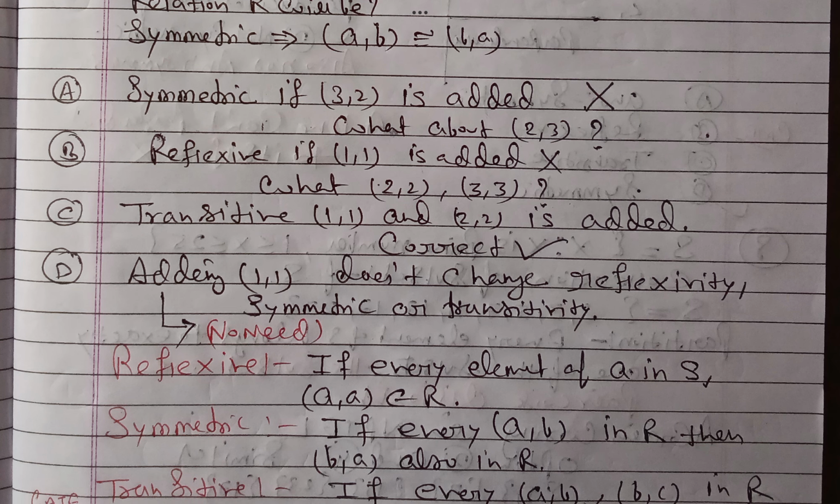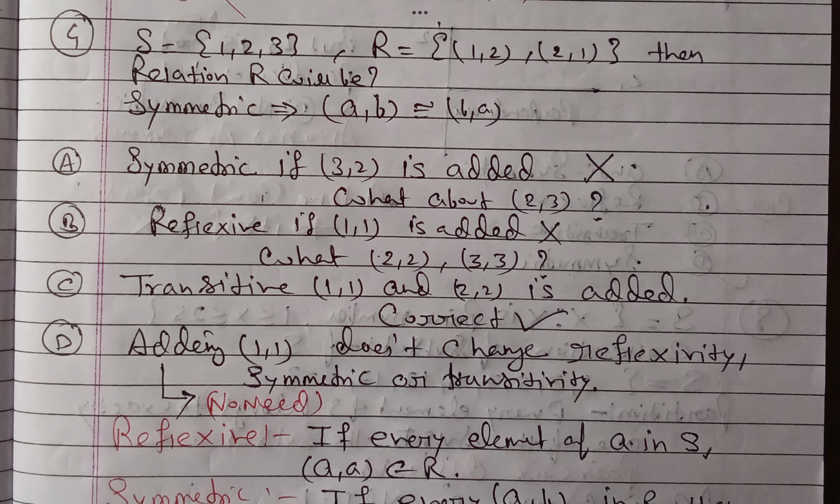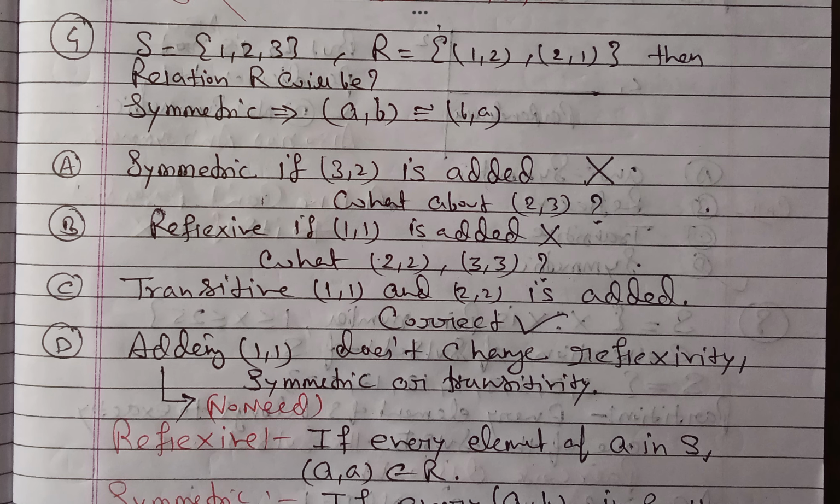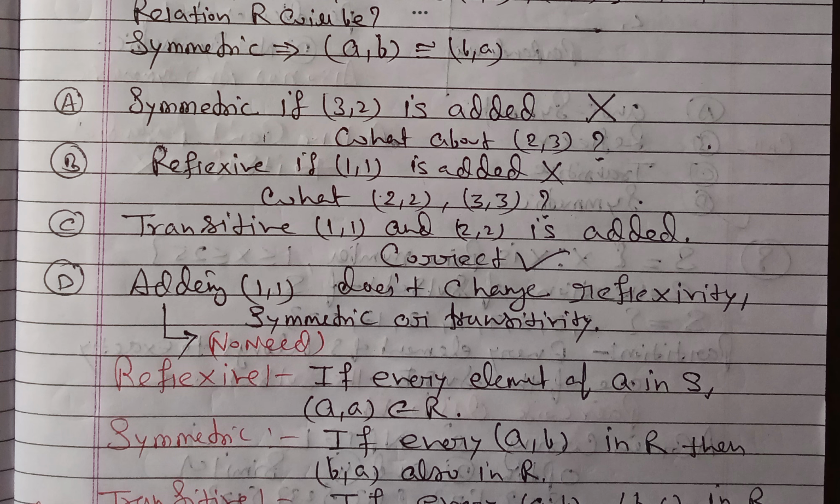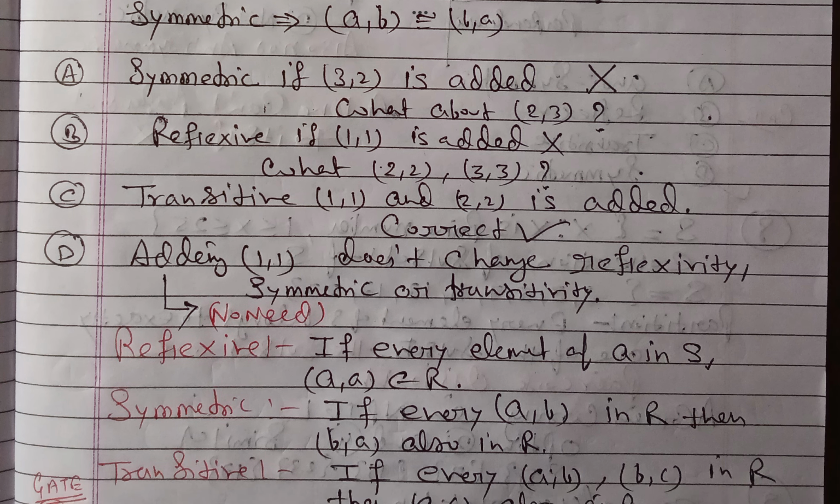Transitive property, if (1,1) and (2,2) are added. Correct. Because (1,2) and (2,1) are there, (1,1) is not here. (1,1) is not available in R, so (1,1) is needed. And suppose I replace the property, at first I write (2,1), then I write (1,2), then (2,2) is also needed. So (2,2) is also necessary. So the third answer is correct. The fourth answer is not correct, because even if you do not add (1,1), it is still symmetric. It does not change the reflexive and symmetric property.